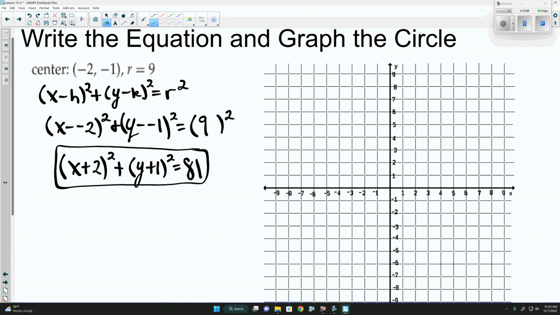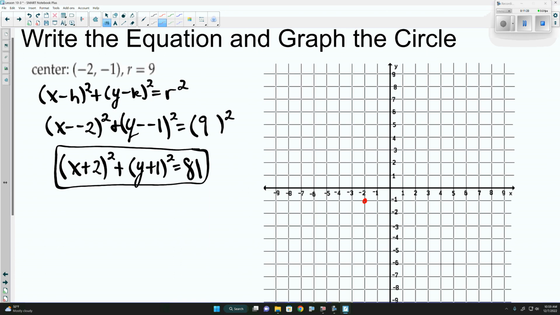So we still need to graph this. Now when we graph a circle, the first place we're going to start is the center. Well, the center is -2, -1, because that's what they told us the center was. And a circle is the set of all points a set distance from the center, which is the radius. And they told us the radius is 9.